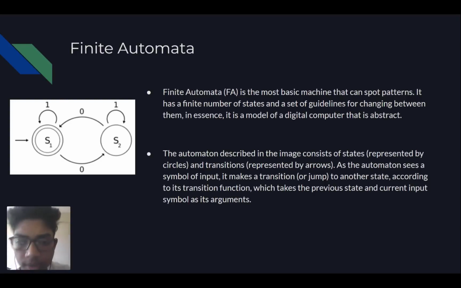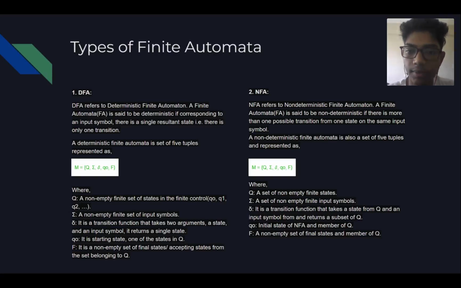The automaton described in the image consists of states represented by circles and transitions represented by arrows. As the automaton sees a symbol of input, it makes a transition or jump to another state according to its transition function, which takes the previous state and current input symbol as its arguments. Let's see the types of finite automata.